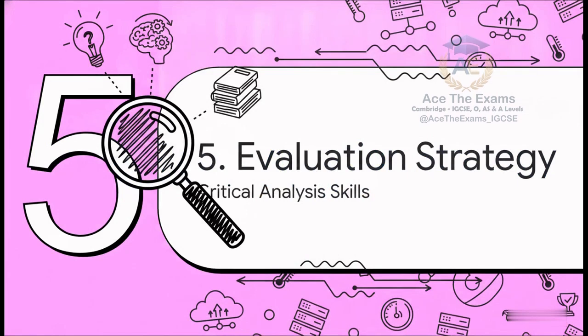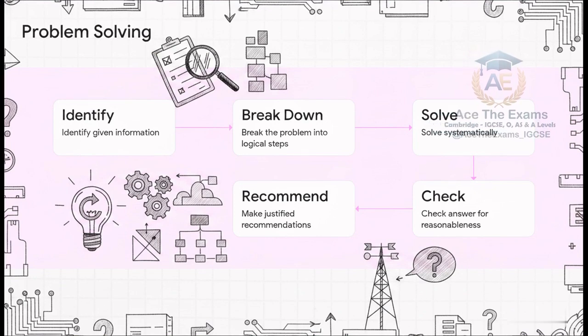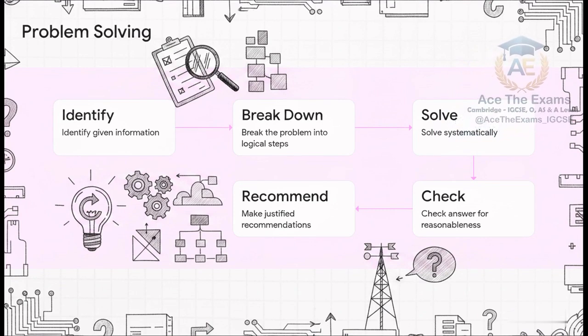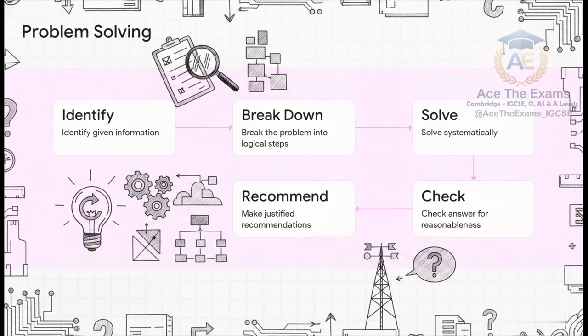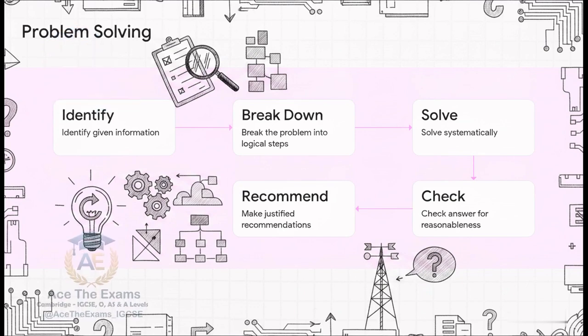All right, the final lap. Section 5, the evaluation strategy. This section right here is where we focus on the critical analysis skills that separate the absolute highest scoring candidates from the rest of the pack. To master these highly unpredictable IT scenarios, you need to internalize the deconstruct, solve, evaluate loop. First, identify the given information in the prompt. Next, break the complex problem into smaller, logical steps. Then, solve it systematically, showing your work.